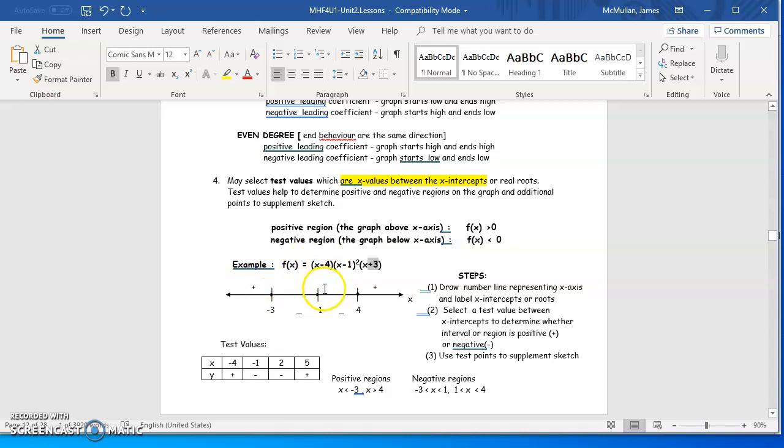Now, if I were to test a number in between each of these regions, it could help me figure out where the function's going to be. Because remember, a function can't go from positive to negative unless it goes through an x-intercept first. That means if a function's positive in one of these regions, it's positive for the whole region.